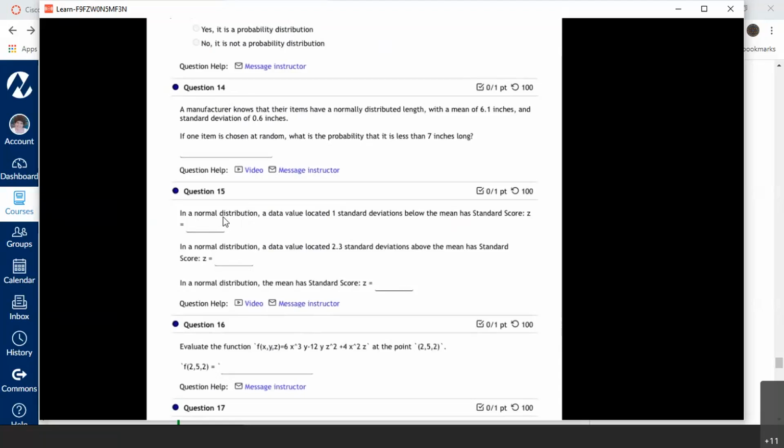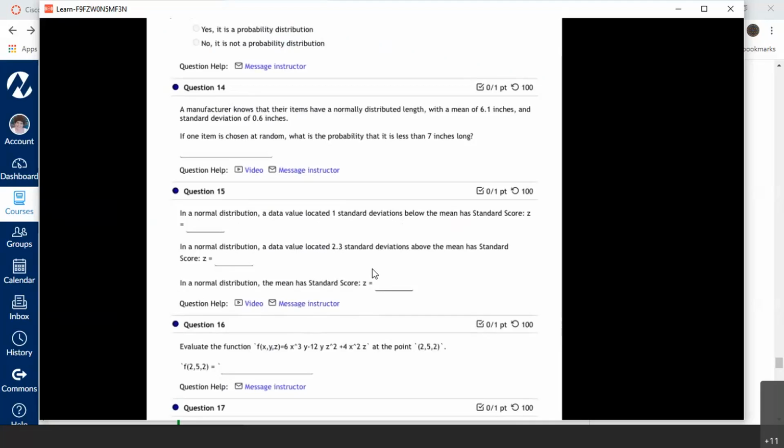If you look at this one, in a normal distribution, a data point located one standard deviation below the mean has a standard z-score of -1, okay? Same thing for this, 2.3. This one, the mean has a standard score of 0, okay? So this is just trying to figure out if you know what a z-score is telling you. It's telling you where that value occurs in a standard distribution. How far away from the mean is it in terms of standard deviations?